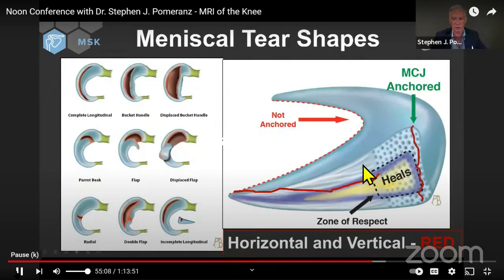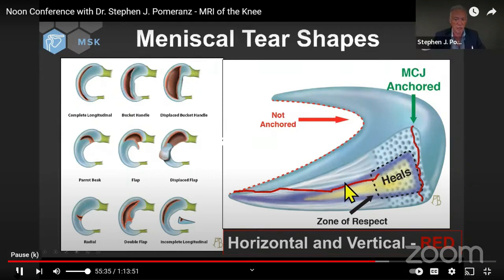Let's look at some other tears. Here is a vertical tear. It's full depth. It's in the red zone. Would I operate on this tear if it's not gapped? Absolutely not. Here's another tear, a horizontal cleavage tear. Let's say this is in a 70-year-old. Would I operate on this tear? Absolutely not. What would make me operate on it? If it started to split apart, if there's a big cyst inside it, if it folded over on itself, well, then maybe.